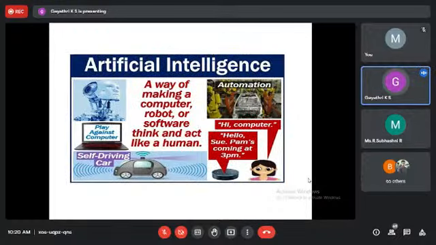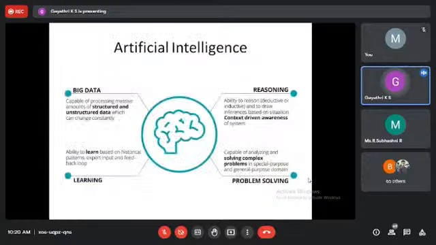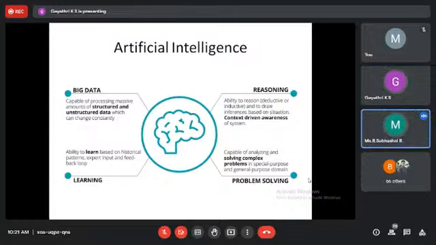engineering organizations have invested their resources in building a self-driving car. And this is what I was just telling you about, what is an AI approach. And these are the four aspects of AI, where you have big data analytics, reasoning, learning and problem solving as four different aspects of artificial intelligence. Am I clear up to this? Is my screen still visible? I'm just clarifying it before I proceed. Yes, ma'am, your screen is visible. Perfect.